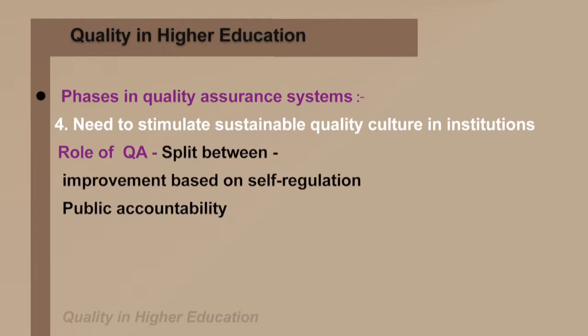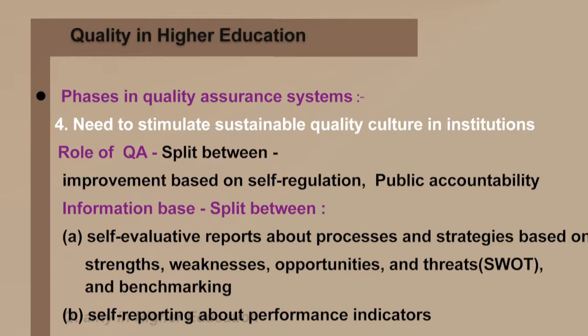There is a split between self-improvement based on self-regulation and public accountability. So, stimulating that sustainable quality culture is very important. And what we see, the research shows, and here are some of the references that you can see, is that there is a split between self-evaluative reports about processes and strategies, where the higher education institutions, and at the level of the departments also, tend to do this analysis of strengths, weaknesses, opportunities and challenges, and also benchmarking, and then self-reporting about the performance indicators.